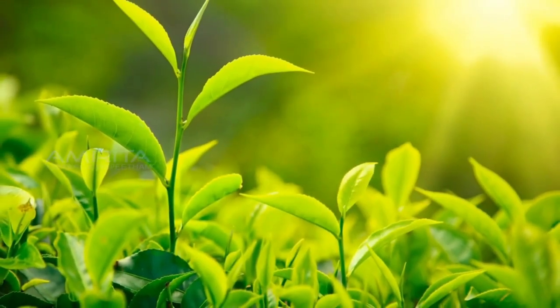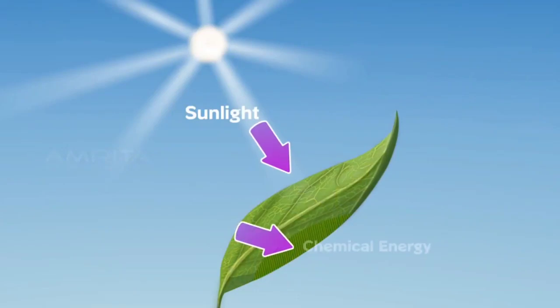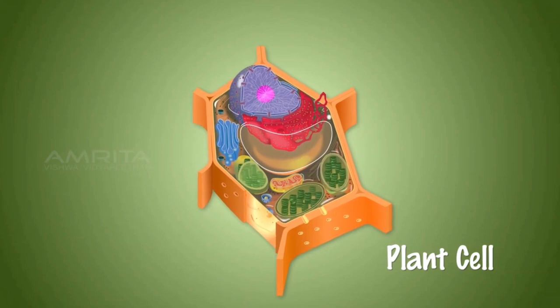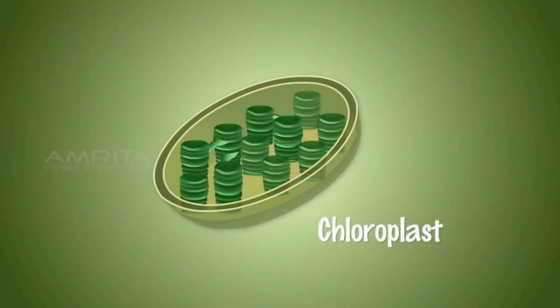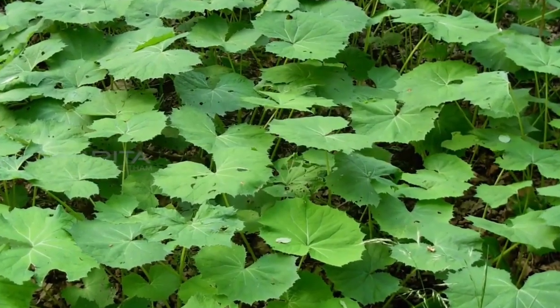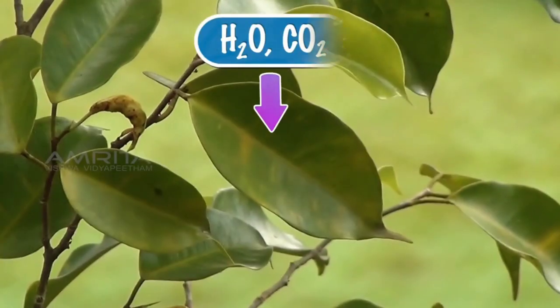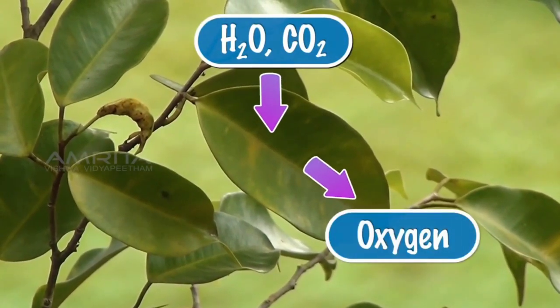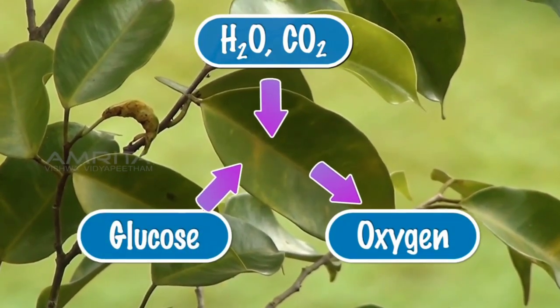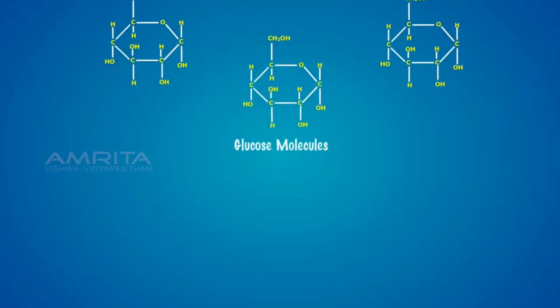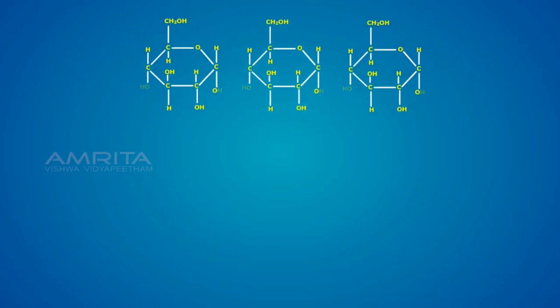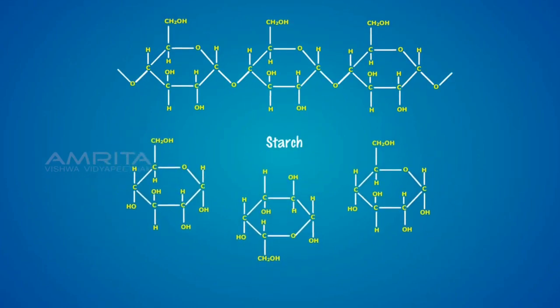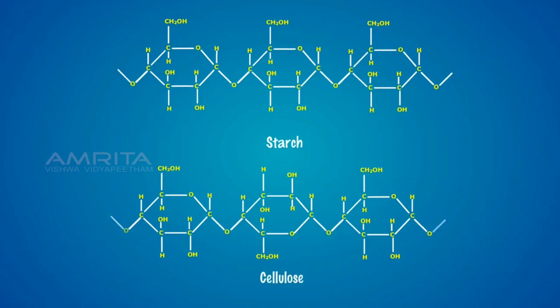Photosynthesis is the process of converting light energy from the sun into chemical energy through a complex biochemical reaction. The process of photosynthesis takes place in the chloroplast, specifically in chlorophyll, the green pigment involved in photosynthesis. In this process, inorganic compounds such as water and carbon dioxide are converted into organic materials such as glucose. Molecules of glucose later combine with each other to form more complex carbohydrates such as starch and cellulose.